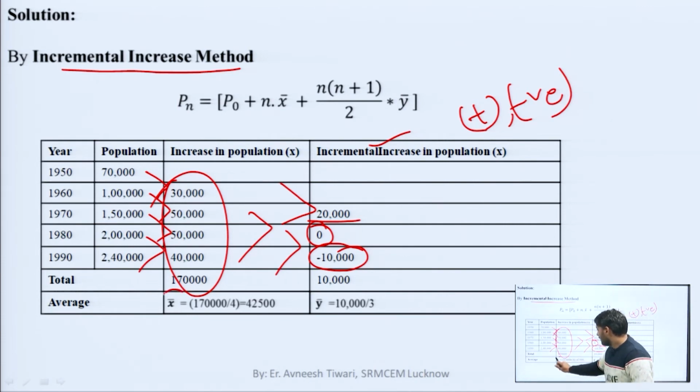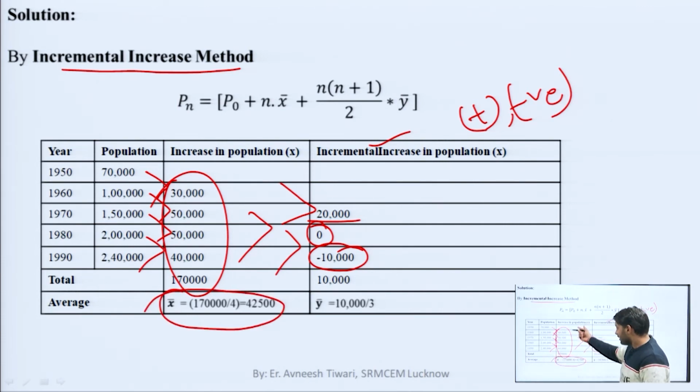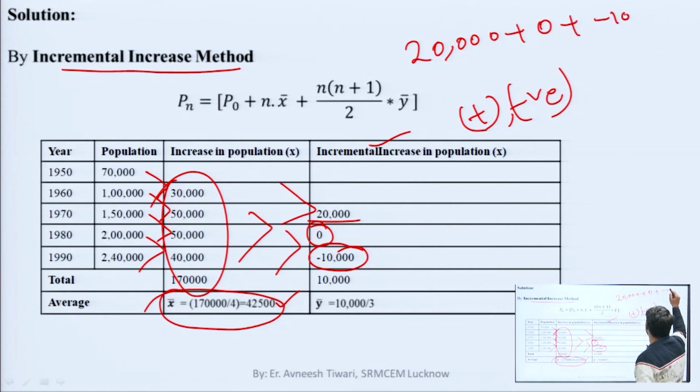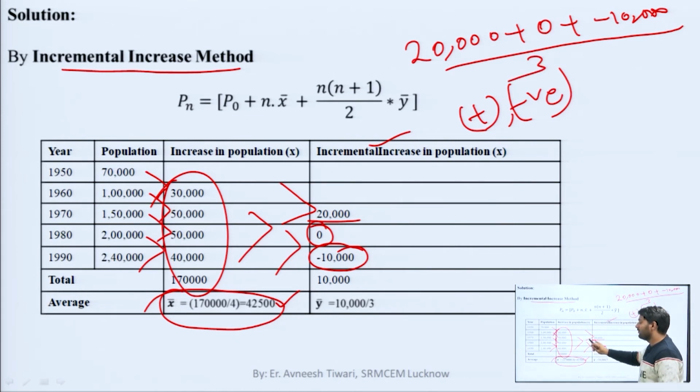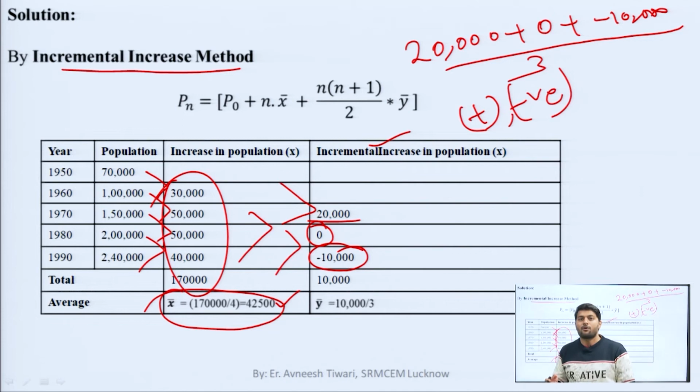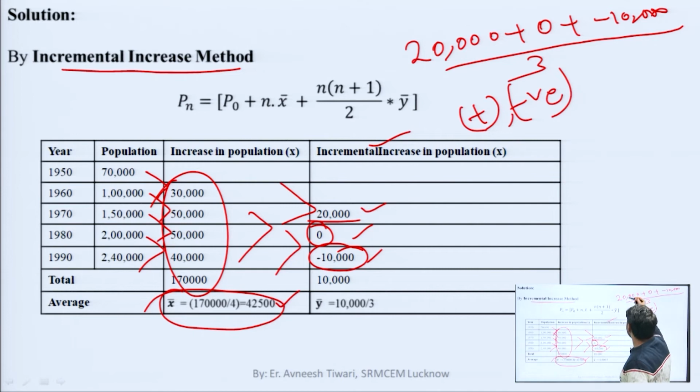So at last we have to calculate the mean of all that. We have already calculated the value of x bar, and for the mean of incremental increase what we are going to do, simply we are going to add all three values, that is 20,000 plus 0 plus minus 10,000, divided by 3. 0 does not mean that we are going to exclude that value. The number of counts is 3. So for the mean we are going to divide the summation of all 3 by 3.